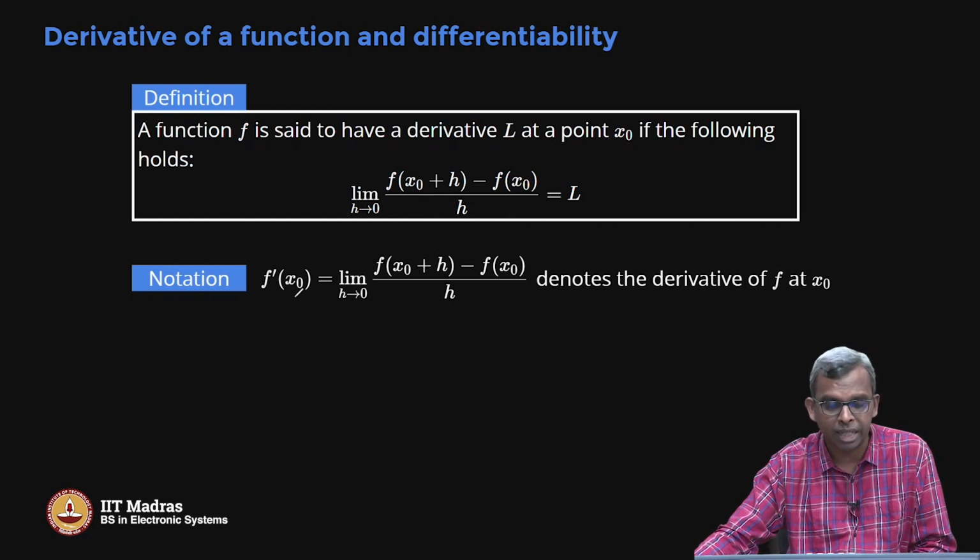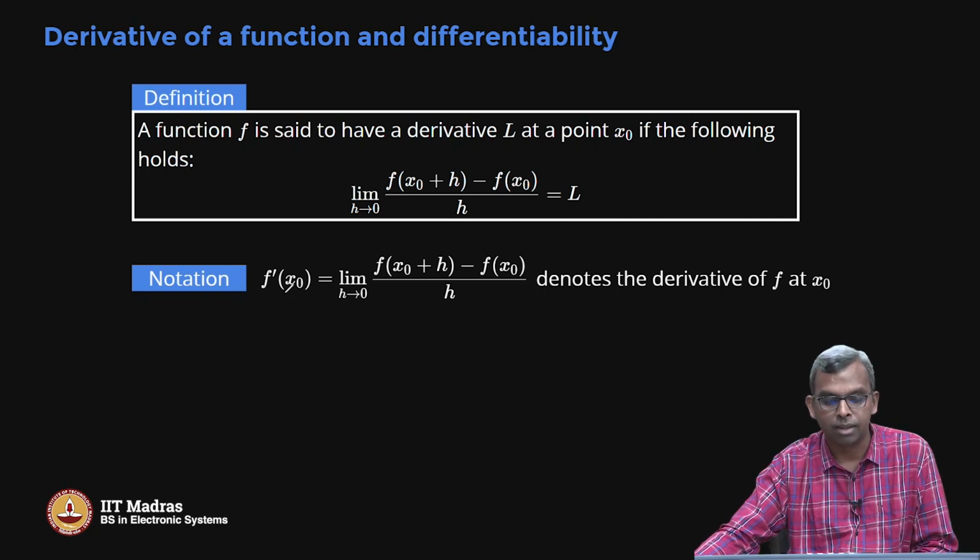The notation I'm going to use here is f prime of x0. This quantity, this limit, this derivative, whenever it exists, I'm going to call f prime of x0. So f prime of x0 is the derivative of f at x0, whenever it exists. Of course, it may not exist. So this is the derivative.